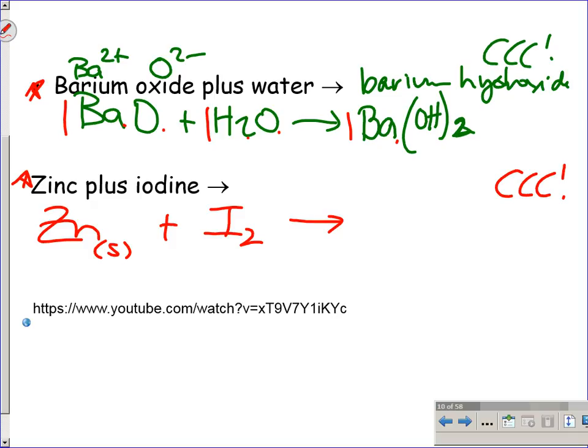Say again? How do you know? Zinc always has charge 2 no matter what, and that's one thing we kind of work on as well. So Zn has a 2 plus charge. What about iodine? 1 minus. Crisscross, what do you get?